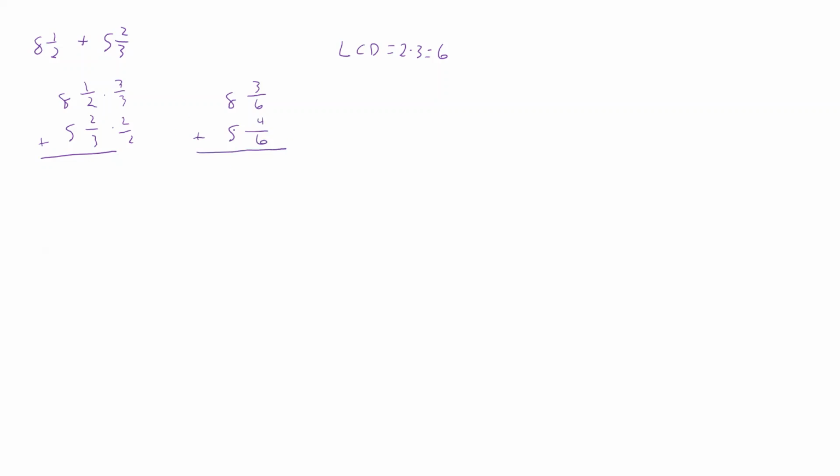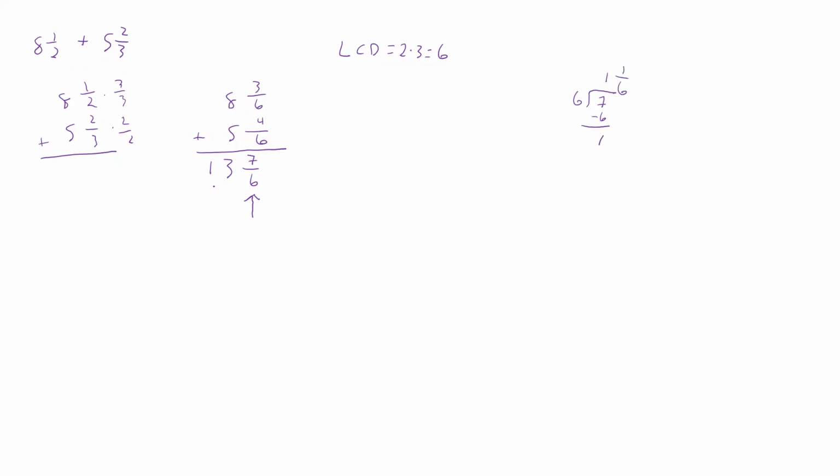So now we have 8 plus 5, well, that's going to give us 13. Now 3 plus 4 is going to be 7 over 6. Now the key here is this part here. 7 over 6 is not a fraction in normal form. This is an improper fraction. And so if we think about that, 6 goes into 7 one time, and that's 6, subtract that, that's 1. So this is really 1 and 1/6.